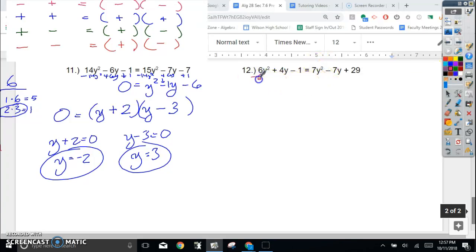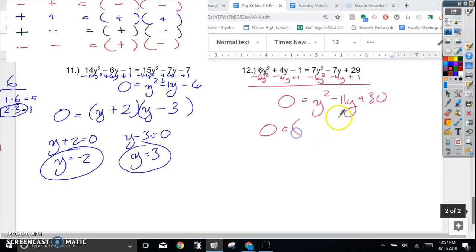7's larger, so it looks like I'm moving everything to the right side. All right, so that would give me 1y squared. Subtract 4y over, that would be negative 11y. Add 1 over, I'll get positive 30. All right, so it looks like 1y squared makes it a nice 1 out in front, minus plus. Where's minus plus? Up here. All right, minus minus. And numbers that multiply to be 30.